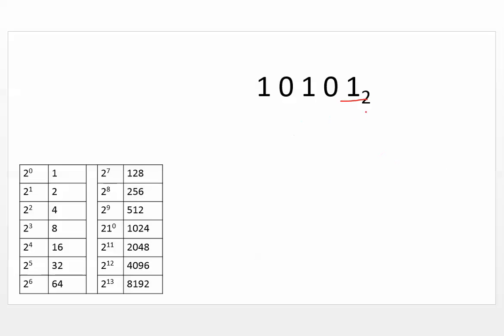You just want to start with the least significant bit, and I'll write out the weights of each digit. So just start at 2 to the 0, 2 to the 1, 2 to the 2, 2 to the 3, and 2 to the 4. Then I'll go through and say, okay, which of these digits is actually a 1? So I have a 1 here, a 1 here, and a 1 here.